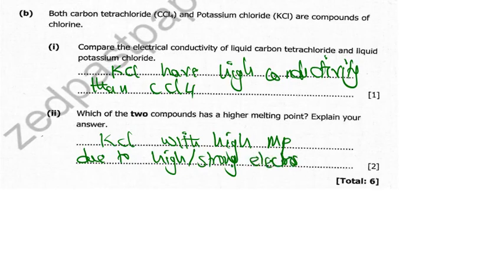It would take more temperature to break the bonds which exist in potassium chloride as compared to the amount of temperature required to break the bonds which exist in carbon tetrachloride. The reason is due to the strong electrostatic forces which exist between atoms of potassium and chlorine. Okay.